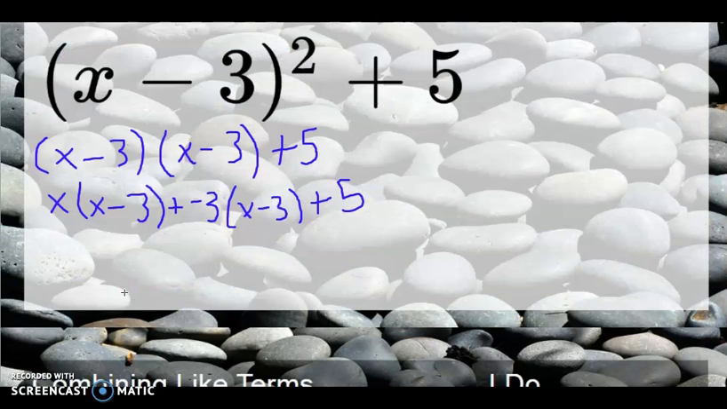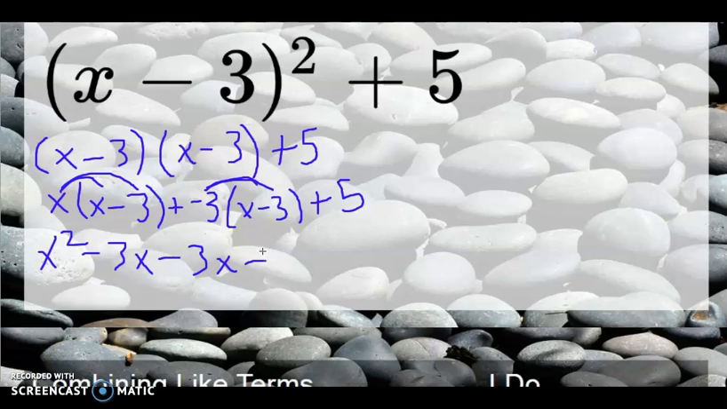Let's distribute. Multiply each term by x. X times x is x squared. X times negative 3 is minus 3x. Negative 3 times x is minus 3x. Negative 3 times negative 3 is a positive 9. And then we have plus 5. So let's combine like terms now. We have x squared. None of the other terms have an x squared, so we could just go ahead and write that down here. X squared. We're done with that term.